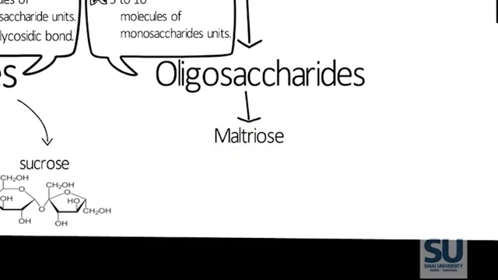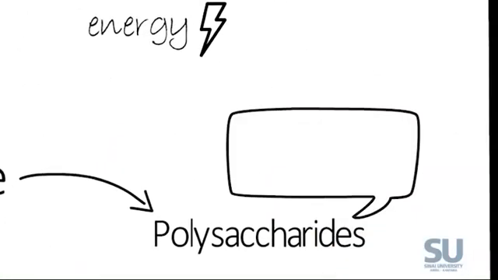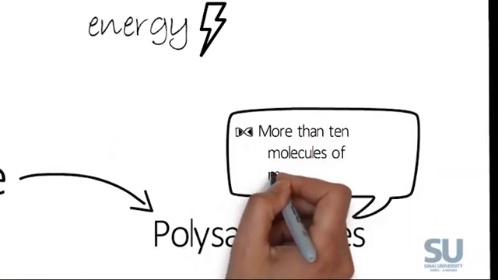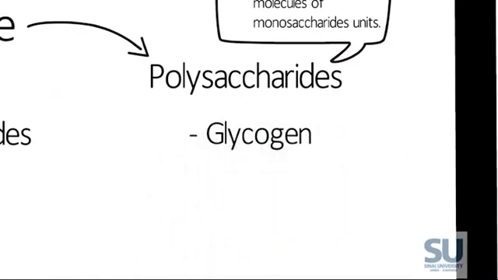The third kind is the oligosaccharides, containing 3 to 10 molecules of monosaccharide units, such as maltotriose, that is consisting of 3 glucose molecules. The last kind is the polysaccharides, that contain more than 10 molecules of monosaccharide units. For example, glycogen, starches, and cellulose.